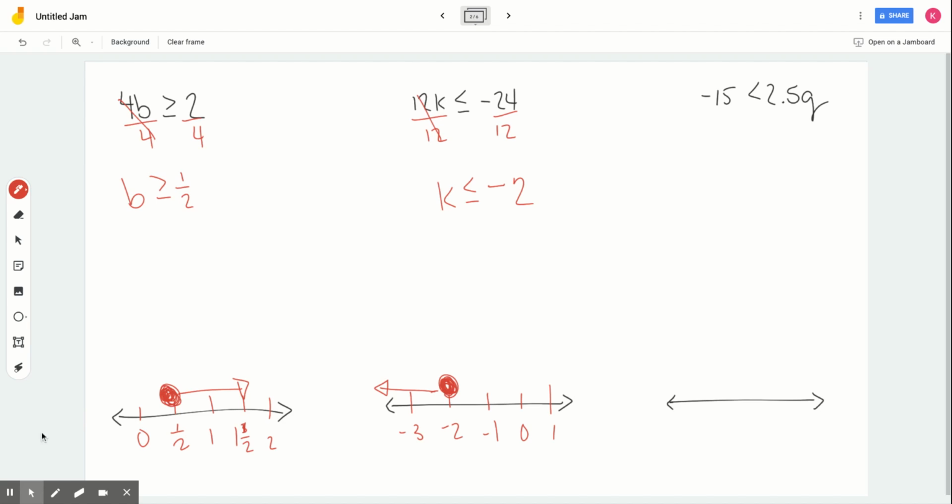Go ahead and try the third one right now on your own. You should have started by dividing by 2.5 on both sides. When you put 15 in the house and divide by 2.5, 2.5 can go into 15 6 times. Negative divided by a positive is a negative. And again, since the variable's on the right, we need to rewrite the inequality. So q is greater than negative 6. Since q is greater than, we need an open circle, and we will shade to the right.